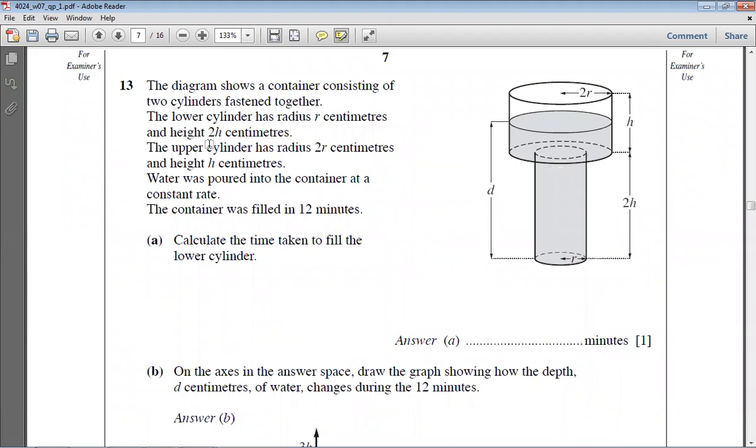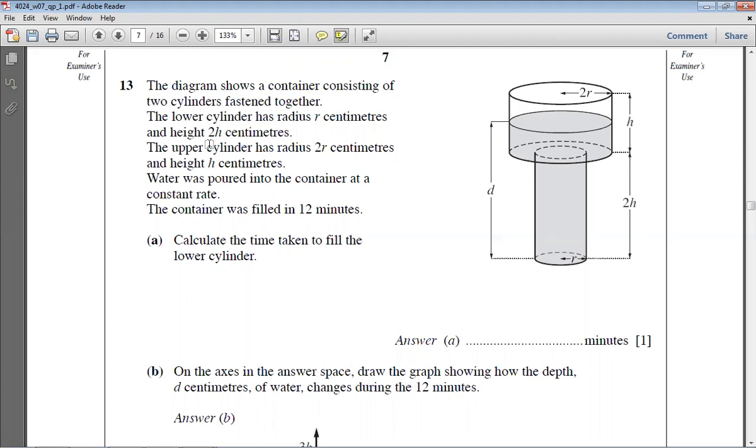The next question is question number 13. He says the diagram shows a container consisting of 2 cylinders fastened together. The lower cylinder has radius r centimeters and height 2h centimeters. The upper cylinder has radius 2r centimeters and height h centimeters. Water was poured into the container at a constant rate. The container was filled in 12 minutes. Calculate the time taken to fill the lower cylinder.